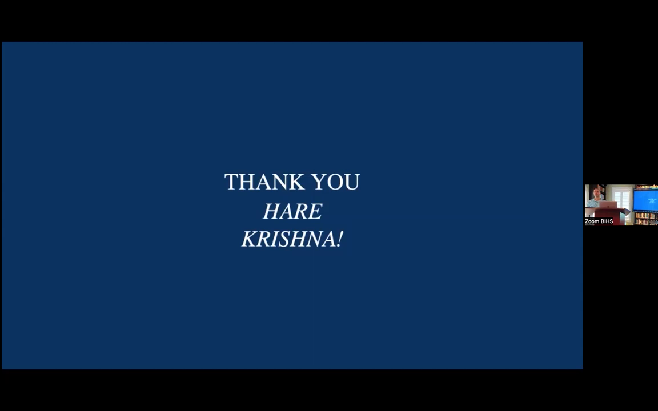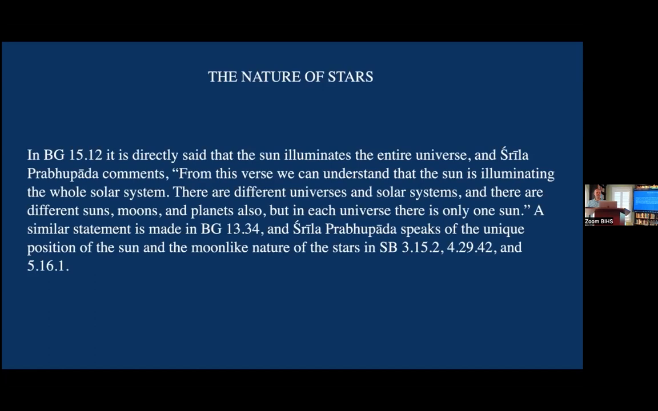So all the arguments for there only being one sun are extremely speculative and often not based on a necessary meaning of the Sanskrit word. Let me add 15.12. From this verse, we can understand the sun is illuminating the whole solar system. There are different universes in solar system, and there are different suns, moons, planets, etc.